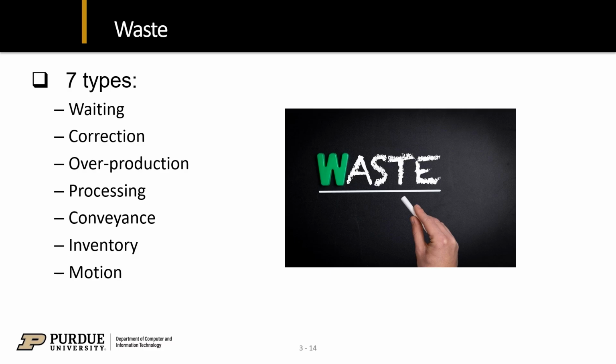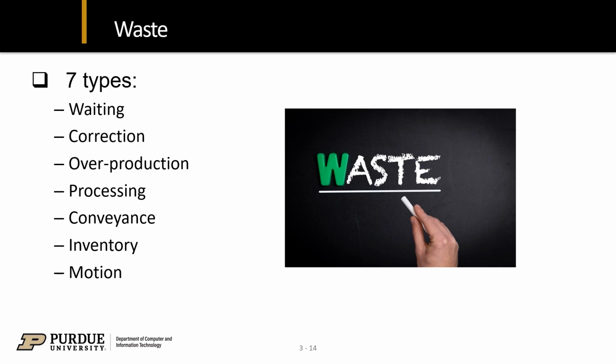The next one is processing waste, or over-engineering. A good example of this form of waste is where additional operations are performed that do not add any value for the customer. Conveyance waste is the movement of materials, components, or paperwork around a business in order for the various value-adding operations to be performed. We have inventory waste.